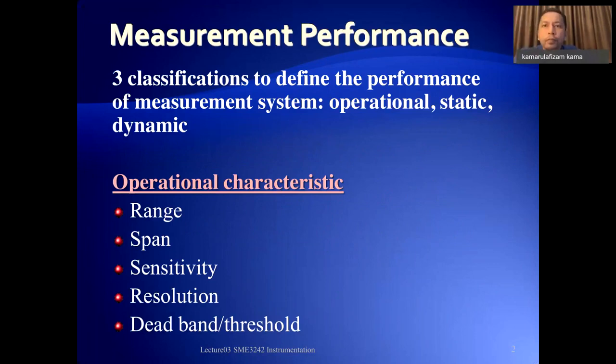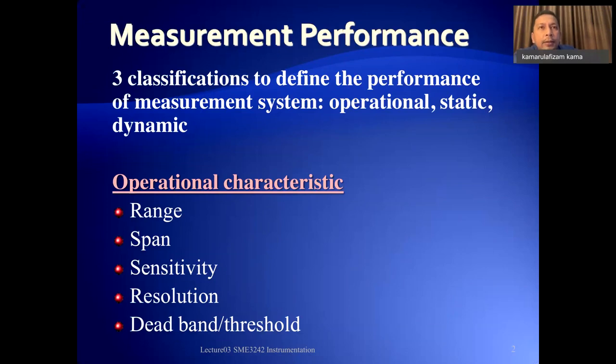All right, when you work with any system of instrumentation, basically we want to be able to describe how the system performs. Whether it is in a good condition or not in a very good condition, but how do we describe it? All right. So for any system of instrumentation, you can classify the system performance into three different characteristics. The first one is operational, the second one is static, and the third one is dynamic. So in this case, we are looking at the features or the character of a system of instrumentation in three different situations. Okay, the first one is operational.